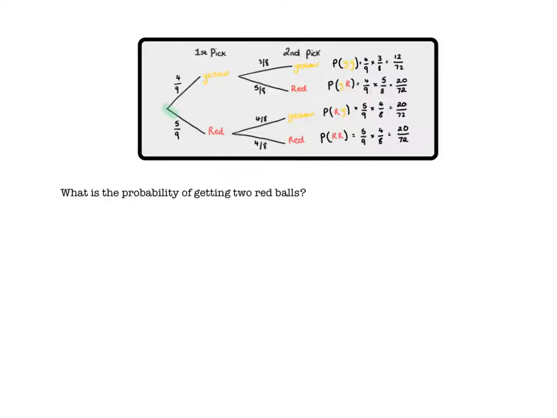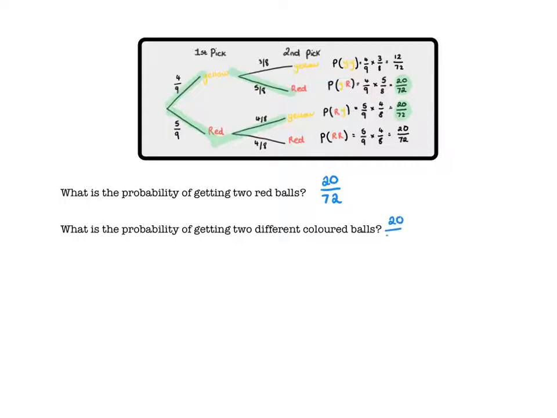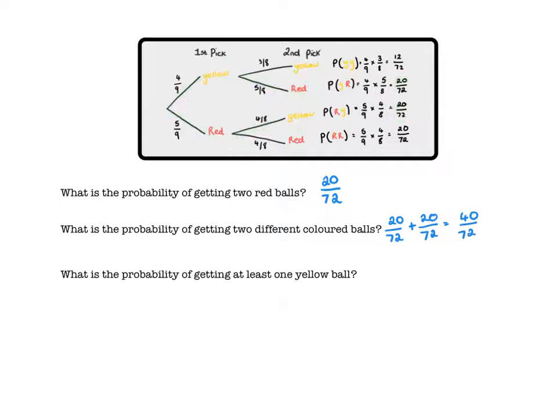So what is the probability of getting 2 red balls? So remember you multiply along the branches, so the probability of 2 red is going to be 20 over 72. What's the probability of getting 2 different? There's 2 options for this, so yellow and red or red and yellow. So you're now adding those 2 together. So 20 over 72, add 20 over 72. Denominators are the same, so we can just add the numerators to make 40 over 72.